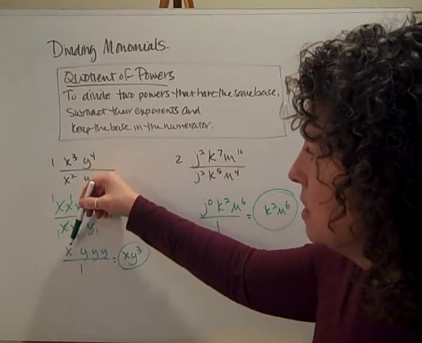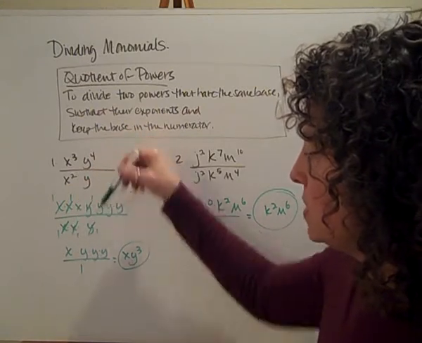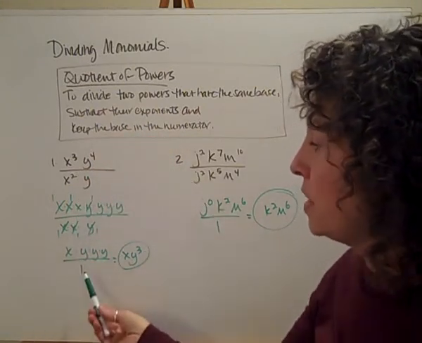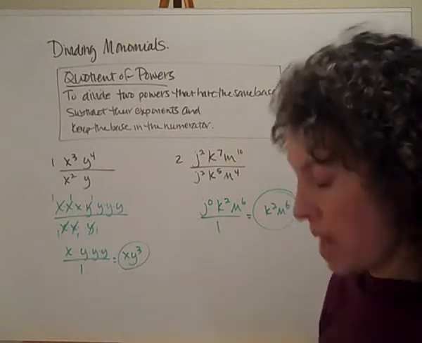So that leaves me with an x, and a y, and a y, and a y. So y times y times y gives me y to the third. Notice that my denominator is just a 1, so that gives me x y to the third.